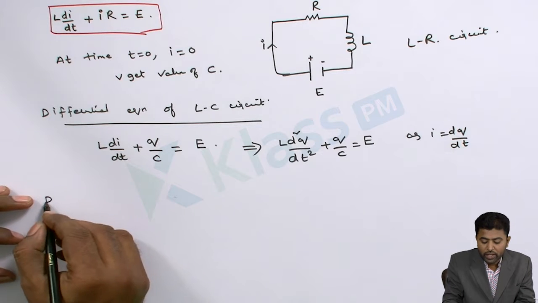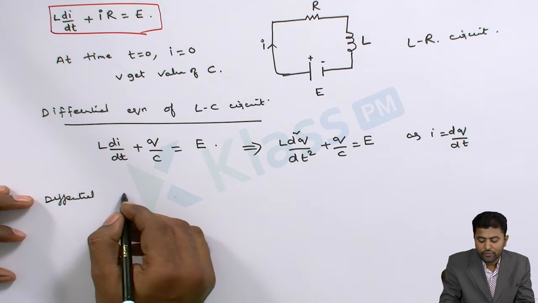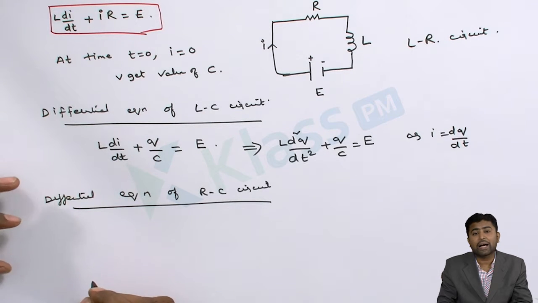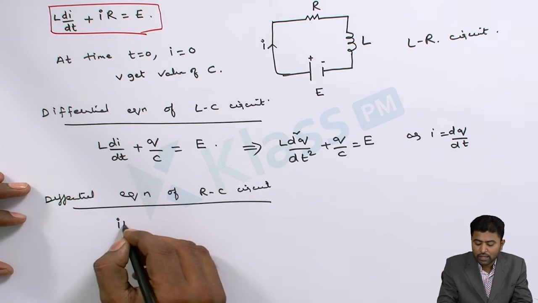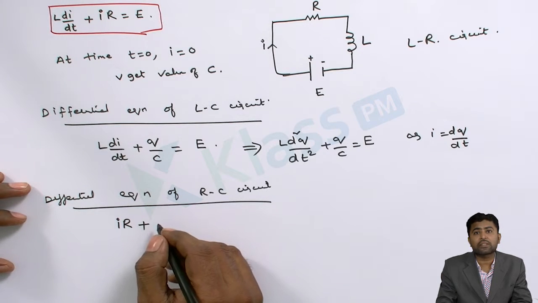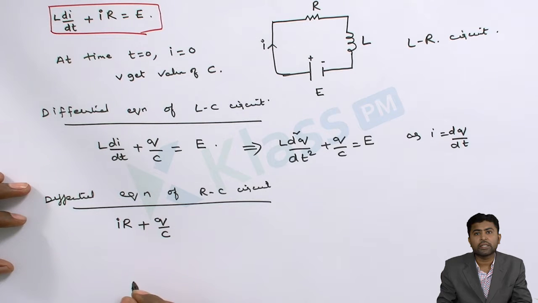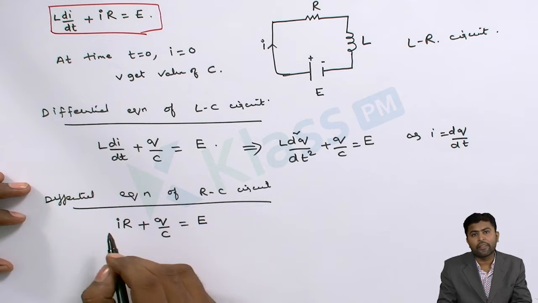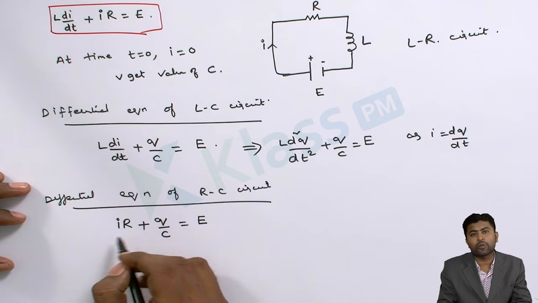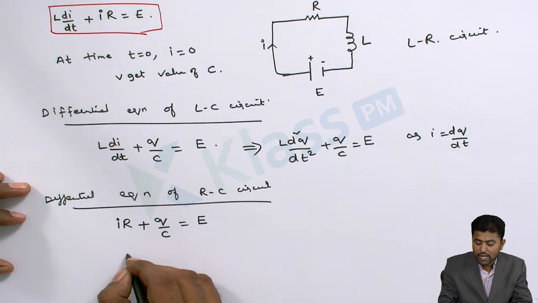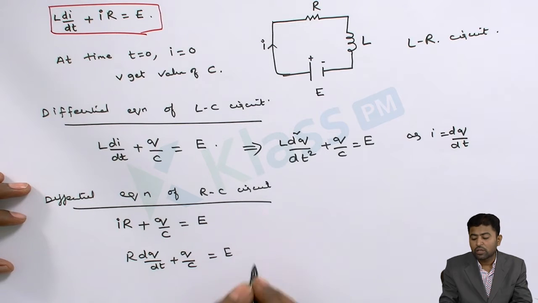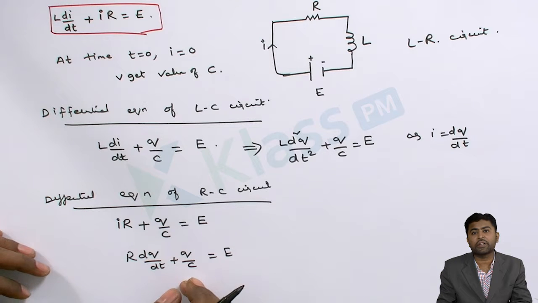In a similar way, we can write the differential equation of the RC circuit. That is, the voltage drop across R is IR and the voltage drop across C is Q by C, which is equal to the electromotive force E. One is in terms of Q and the other is in terms of I. I'll make this I also in terms of Q. Then I can write it as R into dQ by dt plus Q by C is equal to E, which is again a first order linear differential equation if I move this R to the denominator.